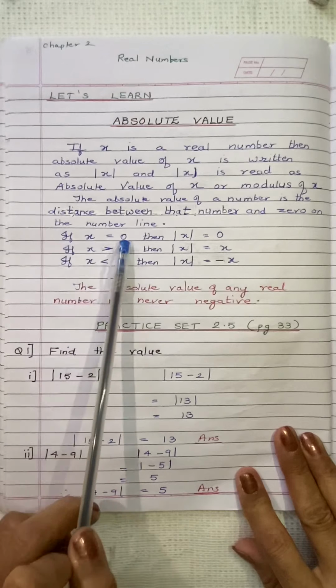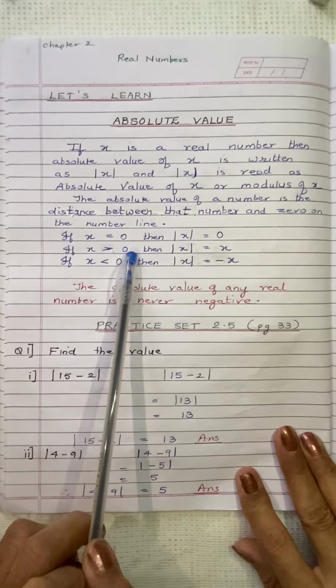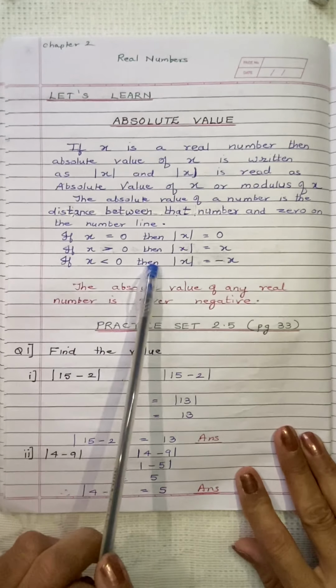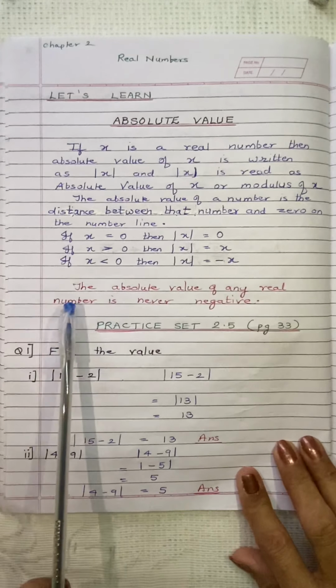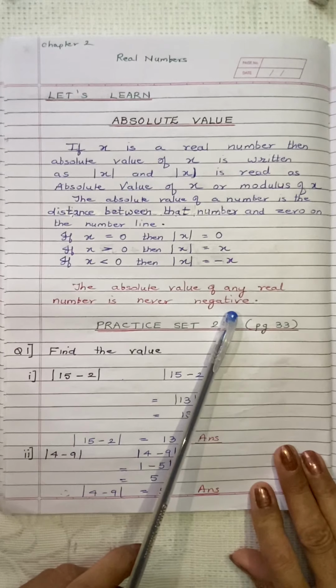So if x is equal to 0, then absolute value of x is 0. If x is greater than 0, then absolute value of x is x. If x is smaller than 0, then absolute value of x is negative x. The absolute value of any real number is never negative, we have to remember.